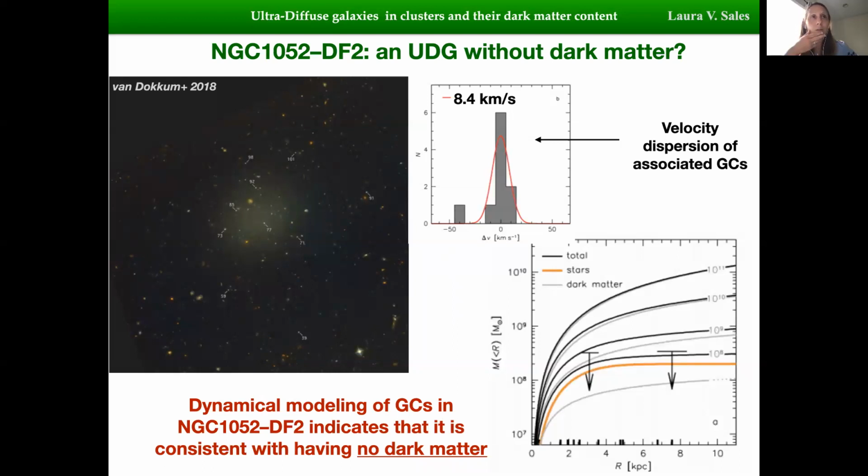So van Dokkum in 2018 published this paper highlighting this particular UDG called DF2, because it's a satellite of this NGC, which is a big elliptical. This is not Coma. This is actually a more group-like environment. And so for DF2, they identified about 10 globular clusters, and they measured a very low velocity dispersion. And this very low velocity dispersion was interpreted as a galaxy that is lacking dark matter, a complete lack of dark matter.